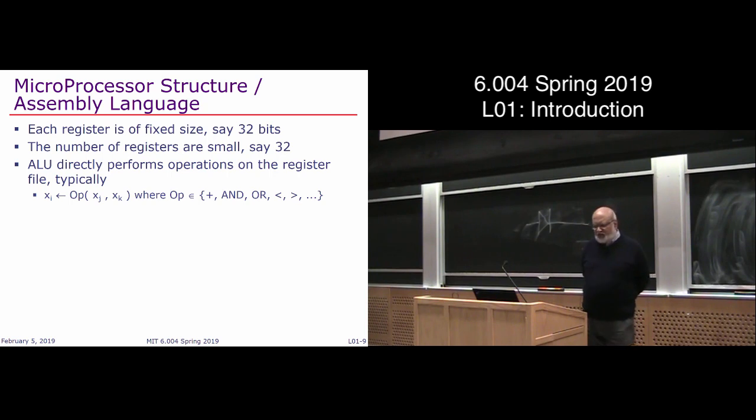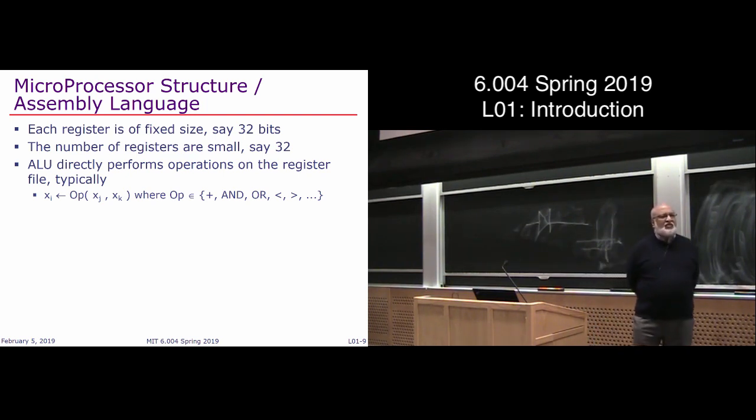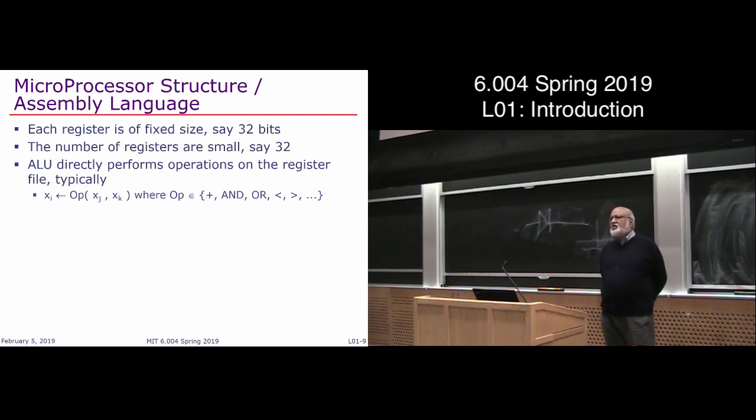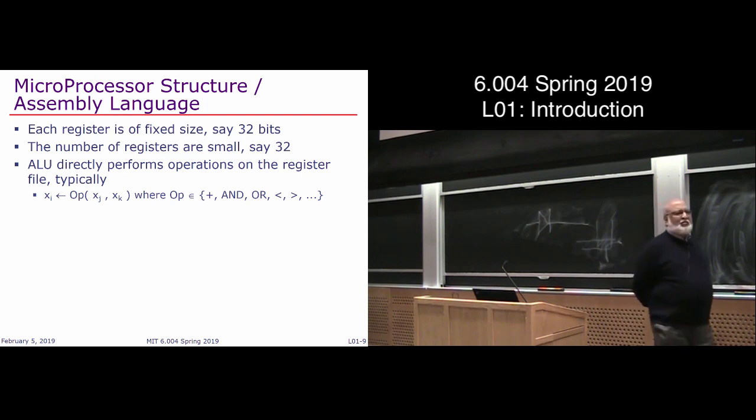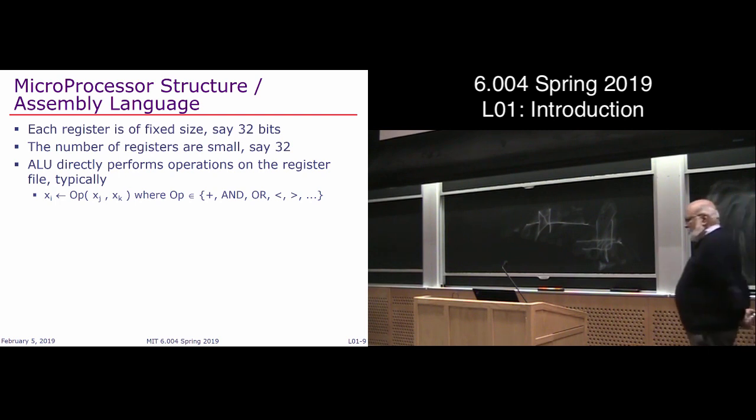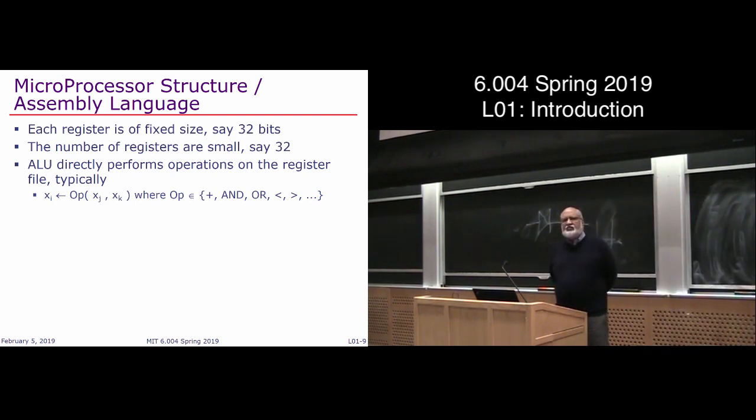Now, the ALU performs operations on the register file, typically operations of this sort: xi gets some op applied to xj and xk. These are the names of the registers in your register file, right? And what kind of operations are we talking about? Say plus, or and, or less than, etc. There might be of the order of 24 primitive operations like that defined, which you will be learning precisely in the next lecture. So far so good?